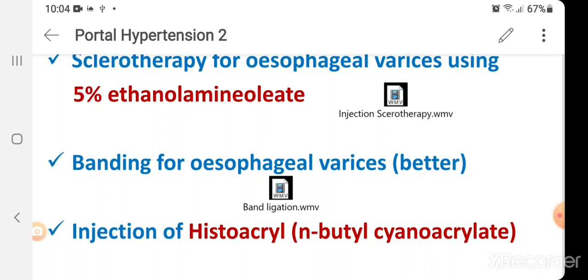Histoacryl, when it is injected inside the varix, will form something like a gum. So it will occupy the veins inside. It closes it from inside. It actually occupies the vein and prevents blood from entering into the vein. So it closes it by occupying the vein.